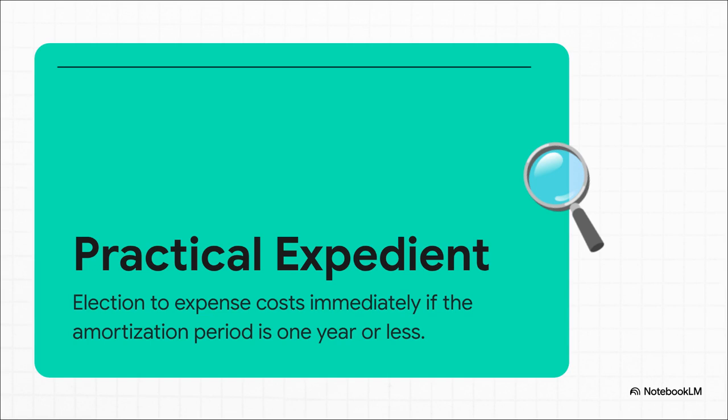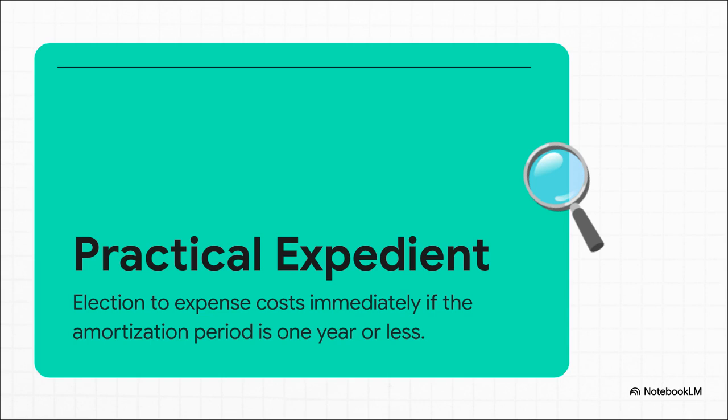Well, capitalizing costs and then meticulously amortizing them month over month is a pretty heavy burden. I mean, tracking every single $50 sales commission over a 6-month period, that is, quite frankly, an accounting nightmare. So to solve this, the standard gives us the practical expedient. It's an election that allows a company to just expense incremental contract costs immediately, skipping capitalization entirely, as long as the amortization period would be 1 year or less.